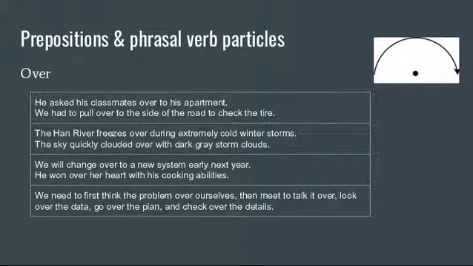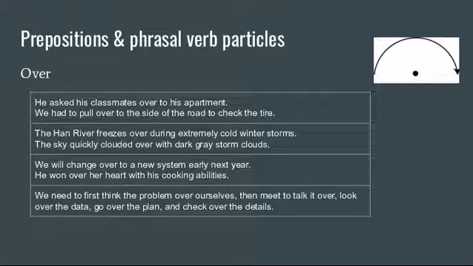From the idea of transition from one side to another, you can get physical or quasi-physical meanings like: he asked his classmates over to his apartment. We had to pull over to the side of the road. It's like sideward motion. So it's kind of like an over motion, but it's now sideways. And it's maybe not in a straight line or takes some effort. So pull over, come over.